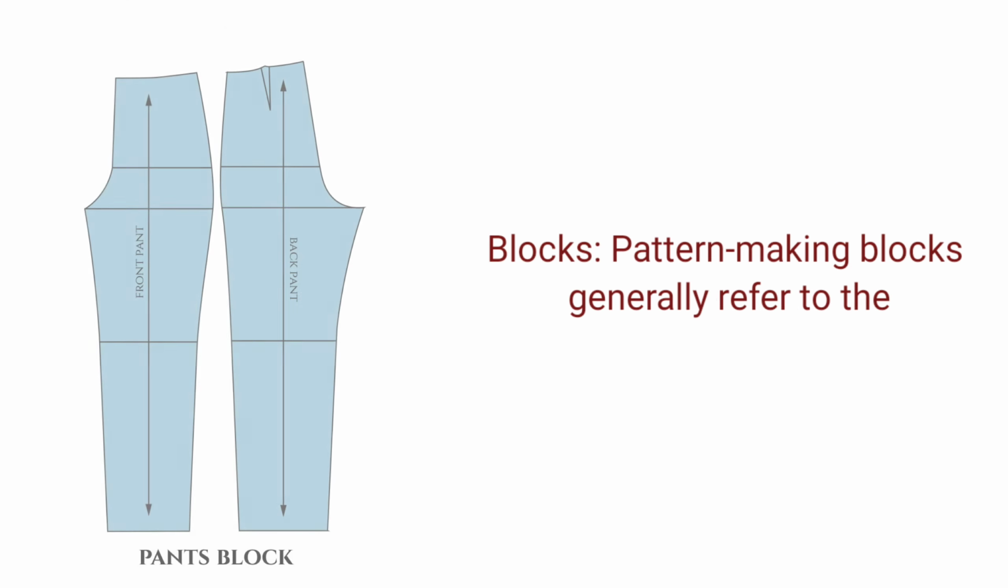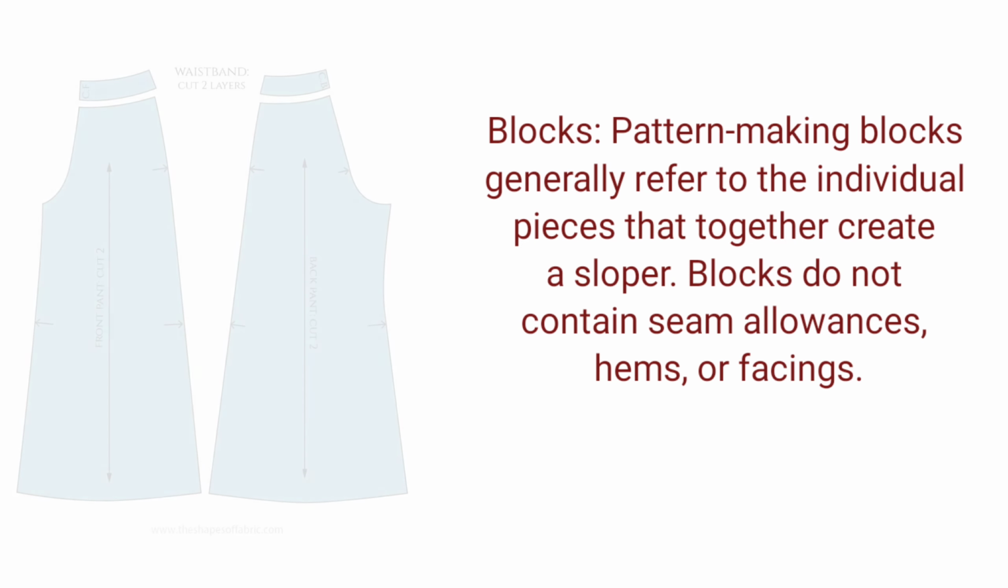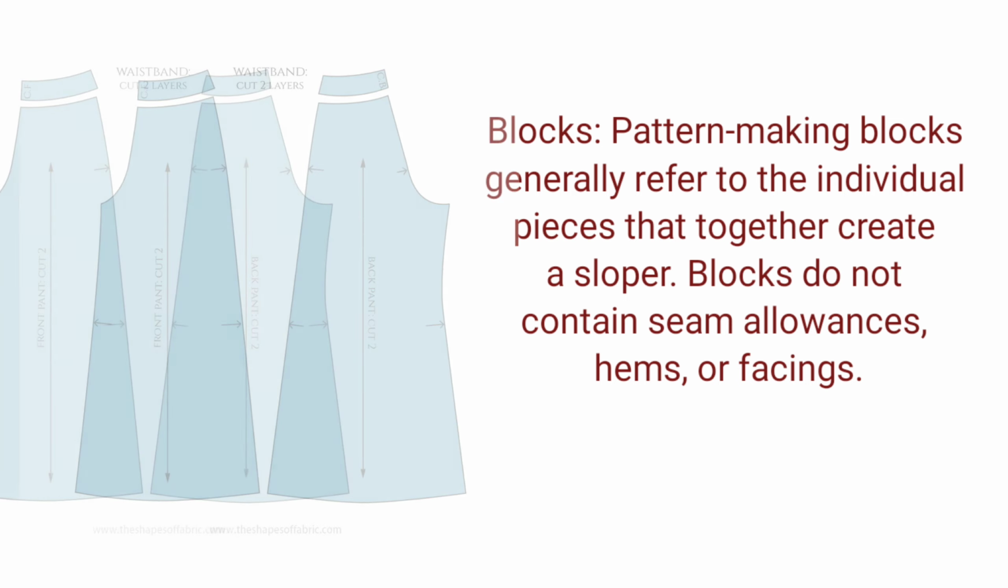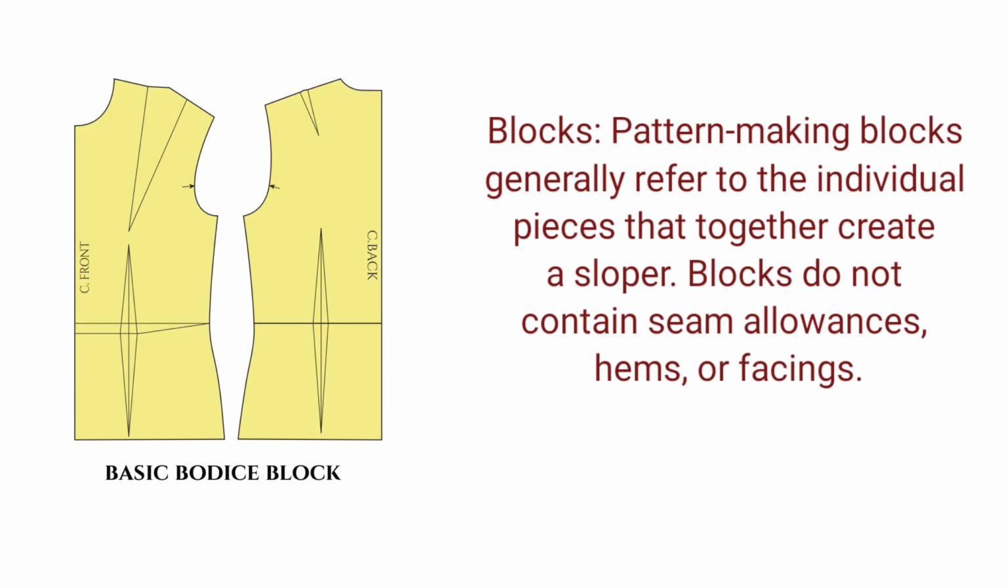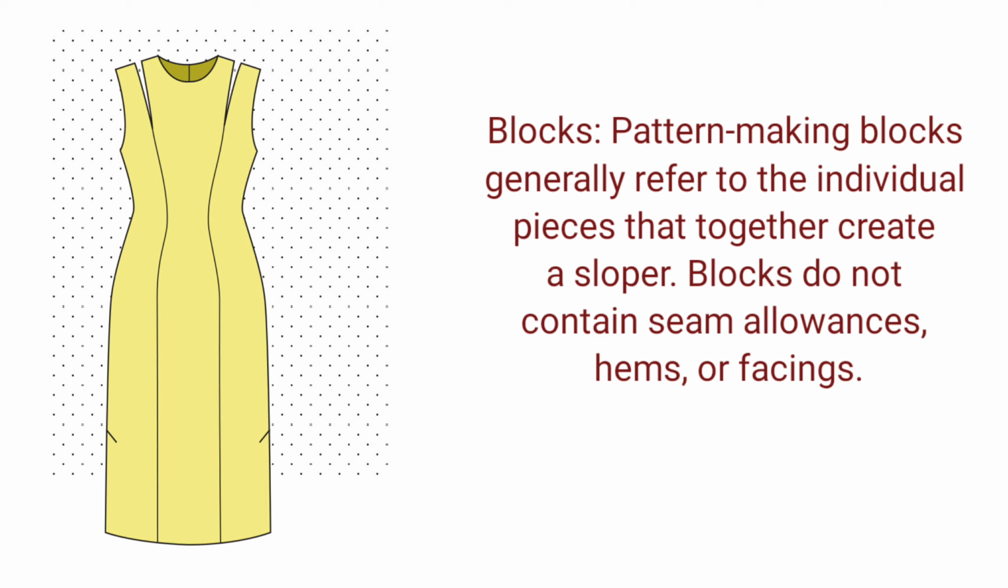The next term is blocks. In pattern making, blocks generally refers to the individual pieces that together create a sloper. Blocks do not contain seam allowances, hem allowances or facings, etc. You must remember the basic bodice block. We started our drafting lessons out of that, and we use that block in making garments. We have the basic sloper, the basic bodice block, and we can create most of the tops out of it.